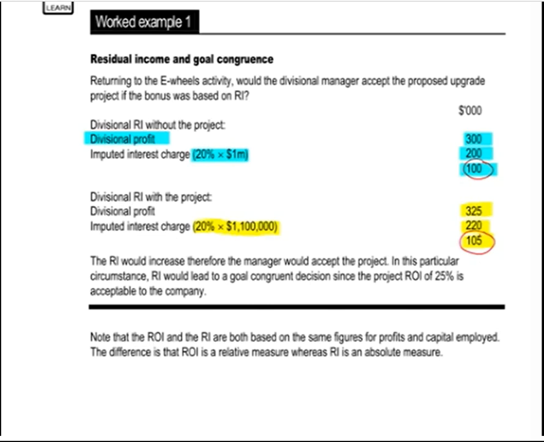It's worth remembering that even though residual income offers us this stronger result, less prone to non-goal congruent decision making or dysfunctional decision making, residual income is not the most popular of measures. ROI is still far more widely used in practice.